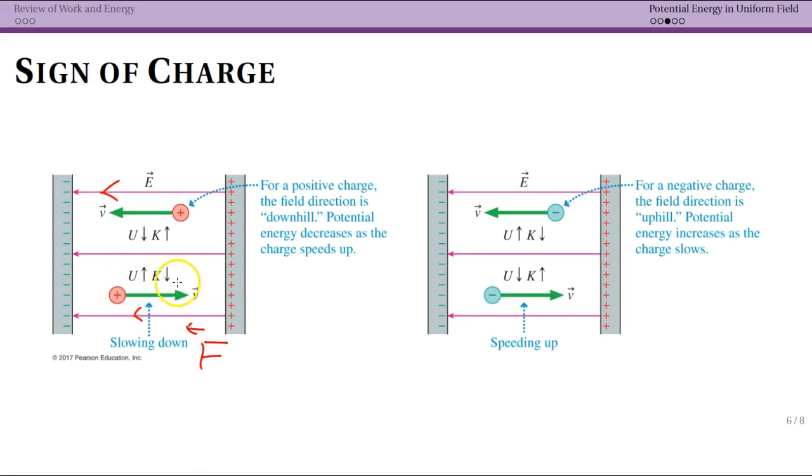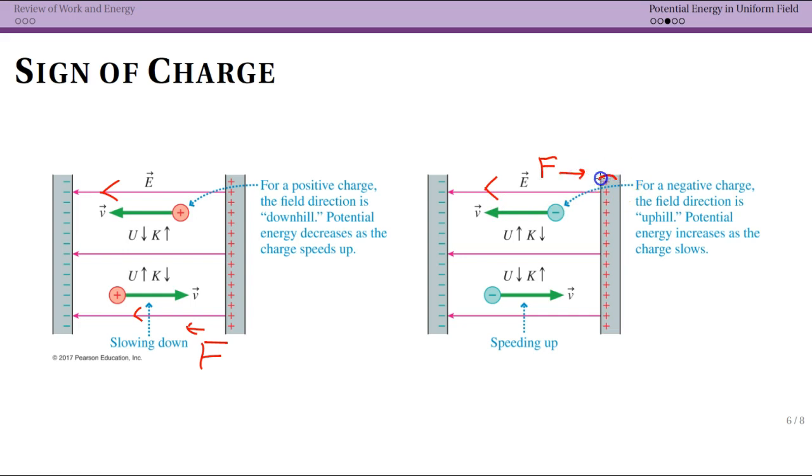As it's slowing down, we say its kinetic energy is decreasing, so its potential energy is increasing. Again, this is all similar to mechanics, but now due to electric fields and electric forces. Now imagine instead that we're going to have a negative charge. Now, if our electric field is to the left, that means that our force is actually to the right.